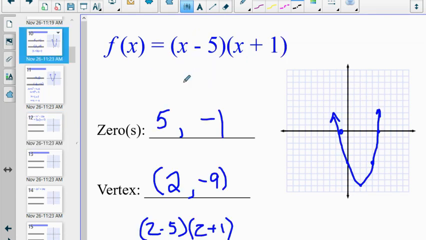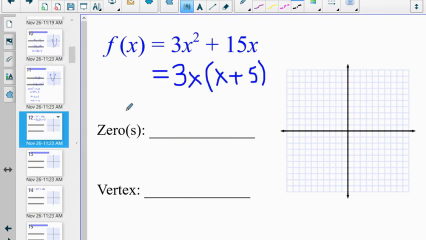Now, we've got something that's more similar to what we did with the first example. I've got two things that I'm multiplying together to get 0. My zeros are going to be 0 because 3 times 0 is 0, and negative 5 because negative 5 plus 5 is equal to 0. These two numbers make the function equal to 0. And so if one zero is at 0 and the other one is at negative 5, that means my vertex will be halfway in between at negative 2.5, comma, and now I'm just going to plug this in my calculator.